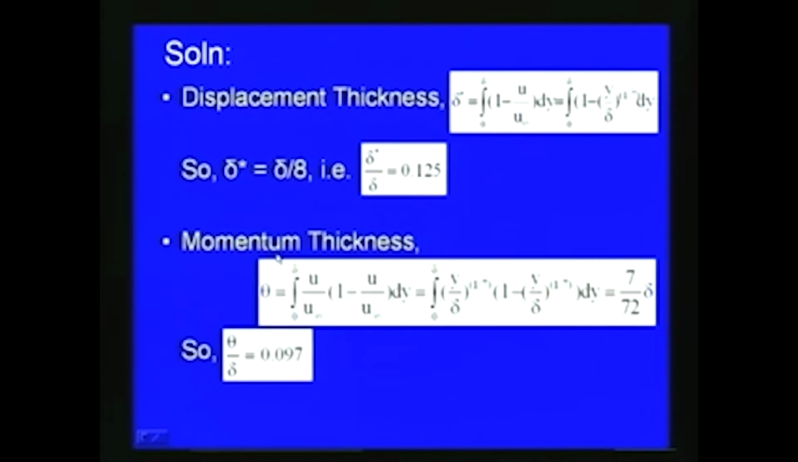So, similarly, you can write for the momentum thickness. So, theta is equal to integral 0 to delta u by u infinity into 1 minus u by u infinity dy. So, this ratio is given as y by delta to the power 1 by 7. So, we can just substitute here, that is equal to integral 0 to delta y by delta to the power 1 by 7 into 1 minus y by delta to the power 1 by 7 dy. So, this we can show that theta is equal to 7 by 72 delta, or theta by delta is equal to 0.097.